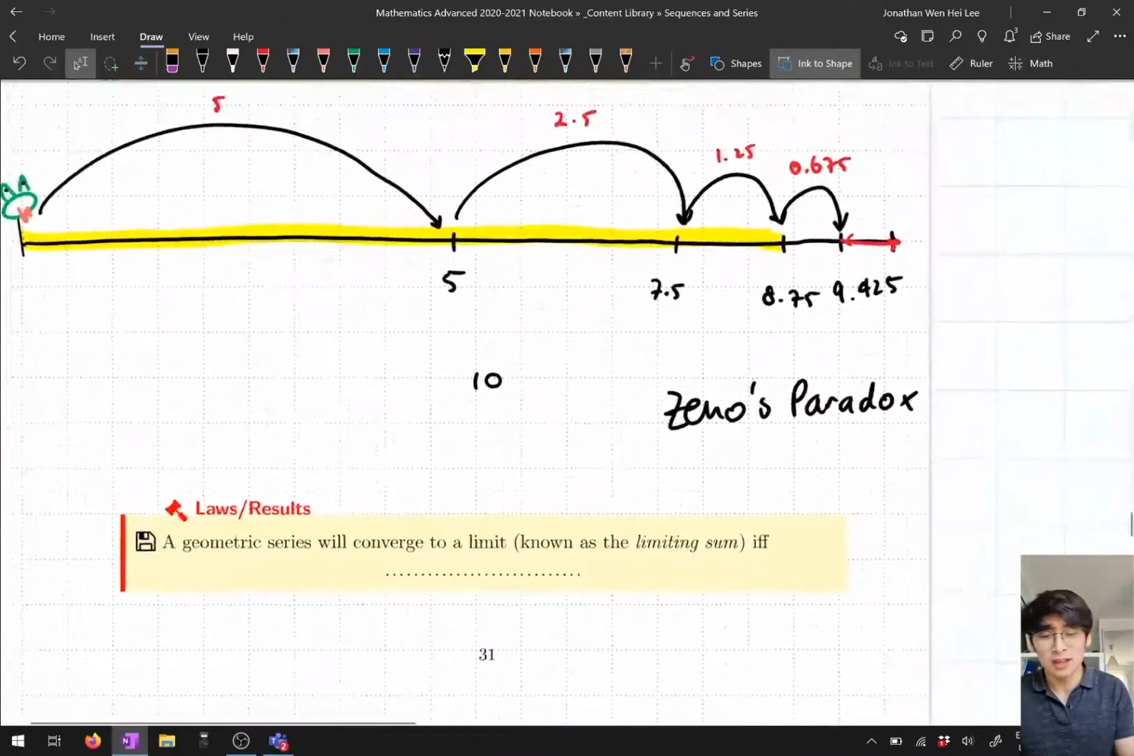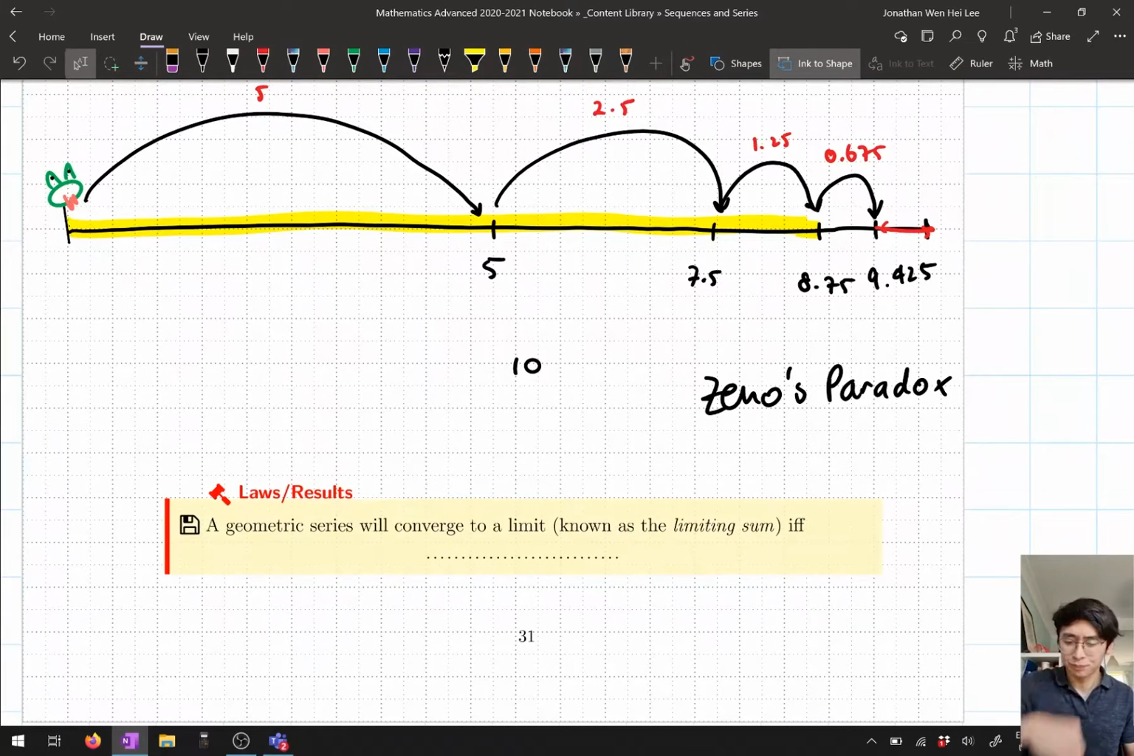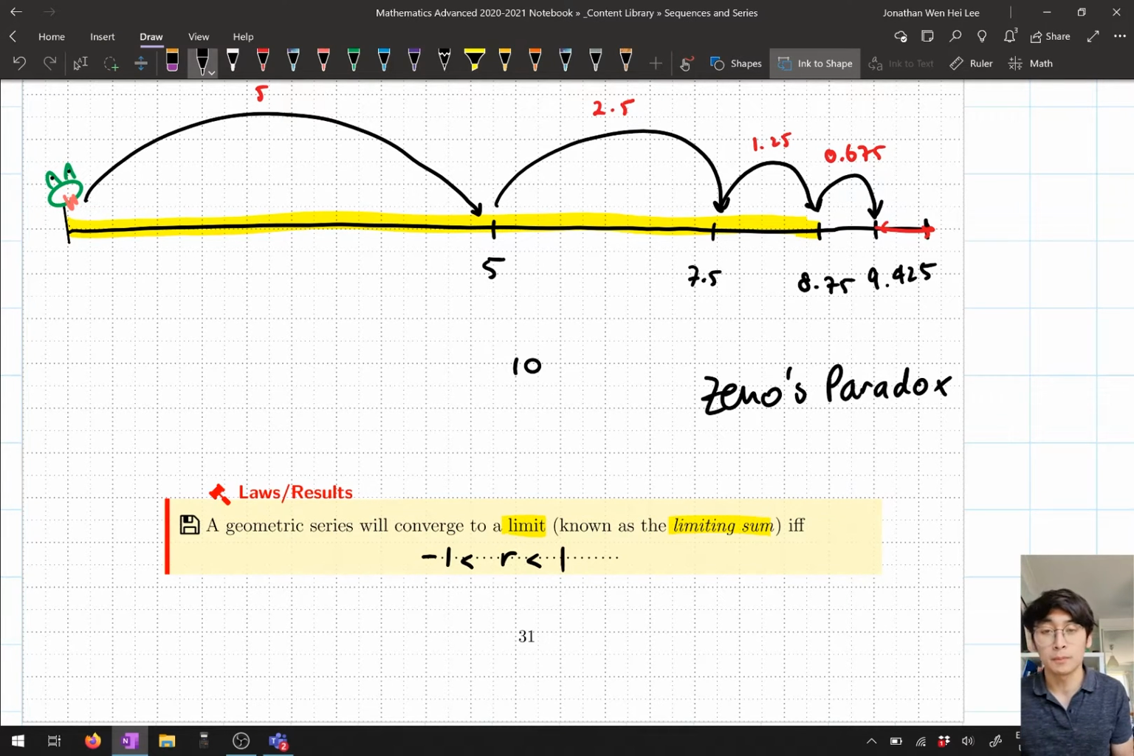A limiting sum, and there's a particular condition for it. A geometric series will converge to a limit. So this is why it's called a limiting sum. It will go towards this particular value or limit. And this is only the case if our common ratio is between the following values, 1 and -1.